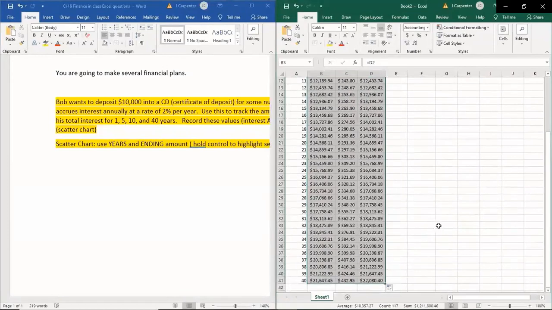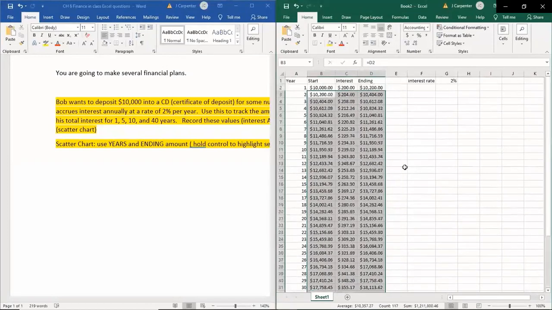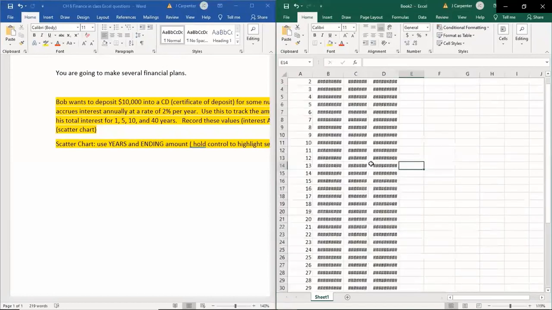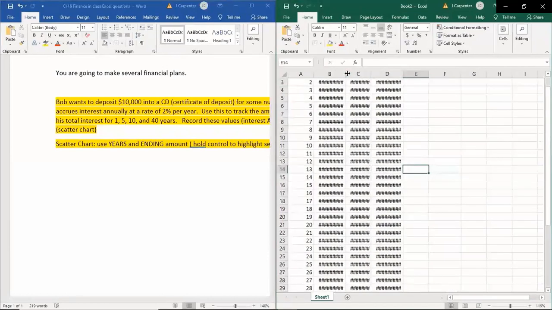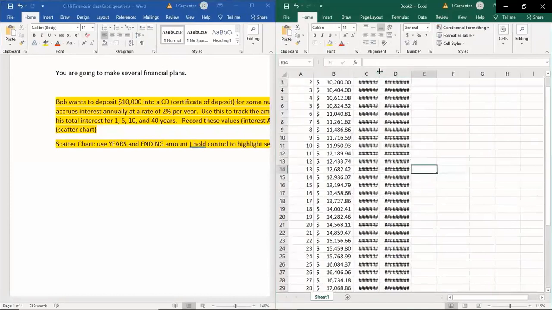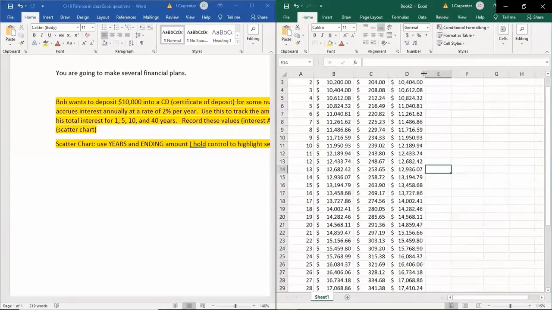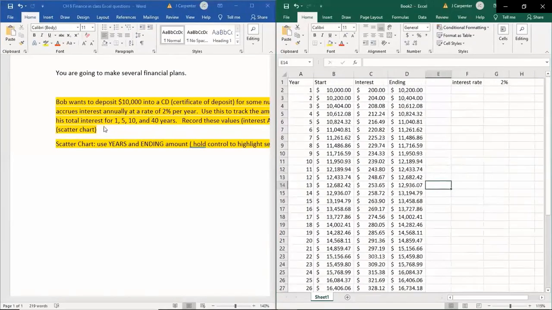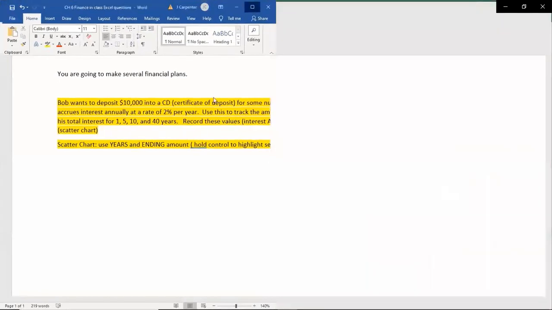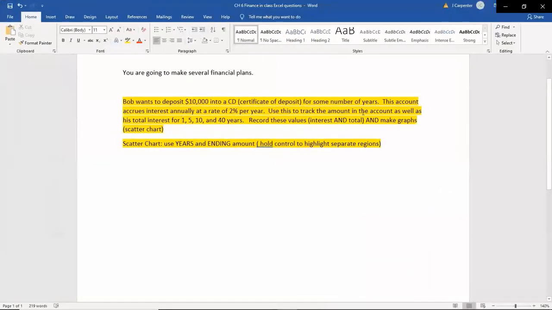It is so quick. Excel is awesome for this. Let me zoom in just a little. Let me widen my columns after I do that so you can actually see your numbers. All right, so we said we wanted to track 1, 5, 10, and 40 years, and that was the interest and how much is in the account at the end.